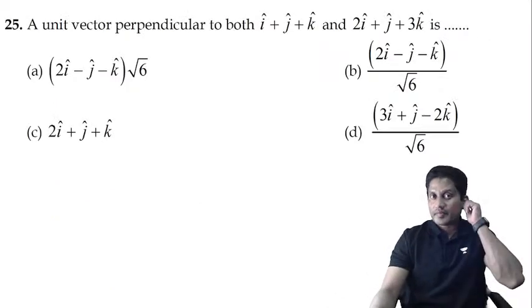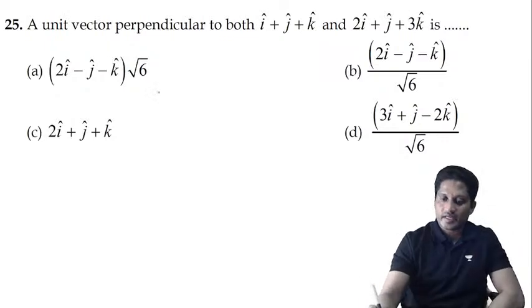Unit vector perpendicular to both A and B. Again, n cap is equal to plus minus A cross B by mod of A cross B.